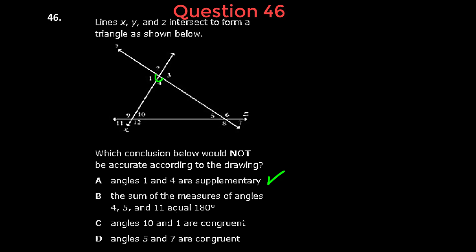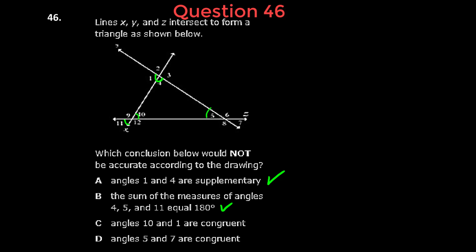The sum of the measure of angles 4, 5 and 11. If you look at 4, 5 and 11, 11 is the vertical angle to 10, so 10 and 11 are the same. And if you look at 4, 5 and 10, they are the inner angles of a triangle, and they indeed add up to 180 degrees, and it is correct.